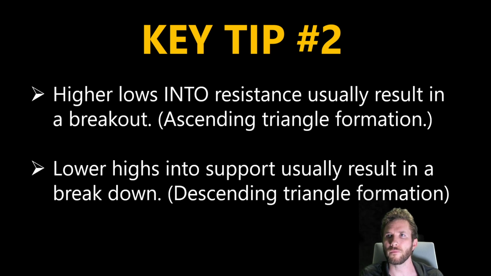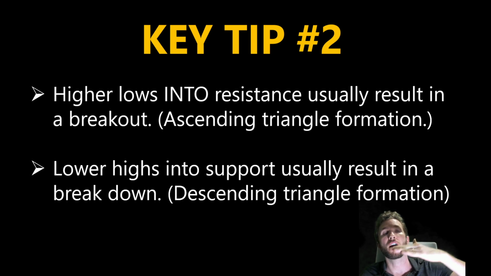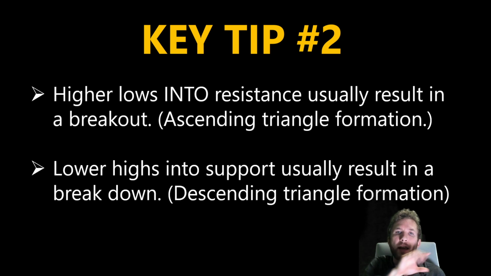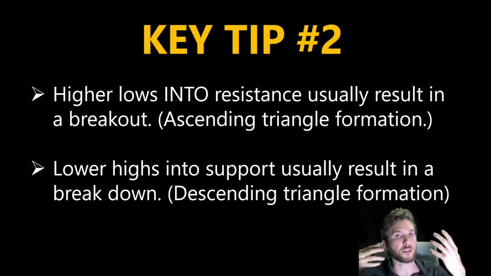So key tip number 2, higher lows into resistance usually results in a breakout. Maybe you've never heard that before, but that's essentially what an ascending triangle is. So we've got that resistance level, supply demand, and each time we bump into it, bang into it, and we're forming these higher lows, that means that buyers are stepping in higher and higher as they're filling their bags and they're testing that supply zone. So that's how that ascending triangle works from a psychological level.